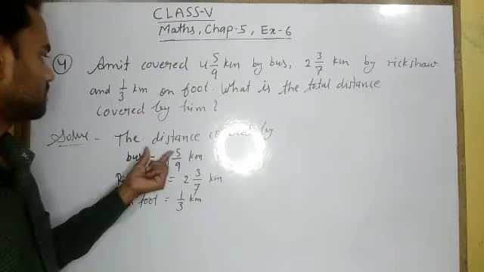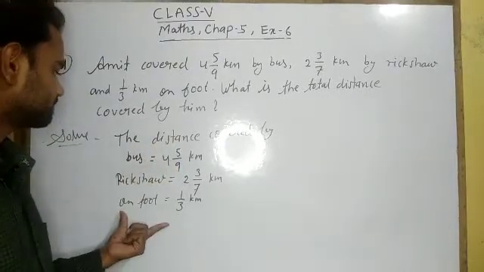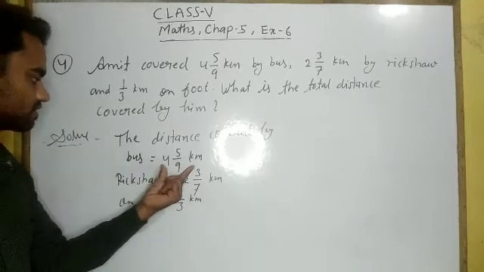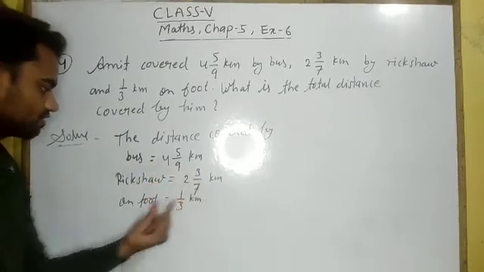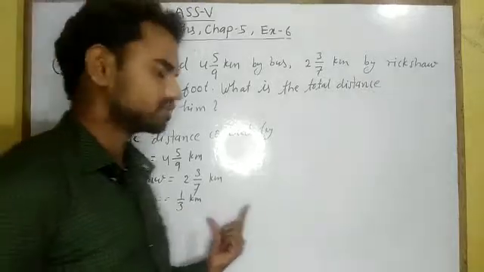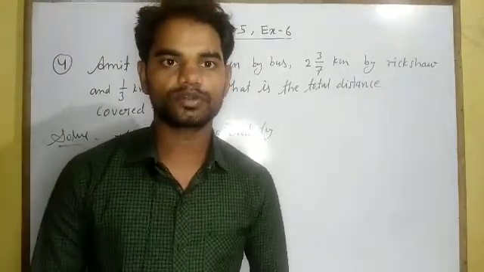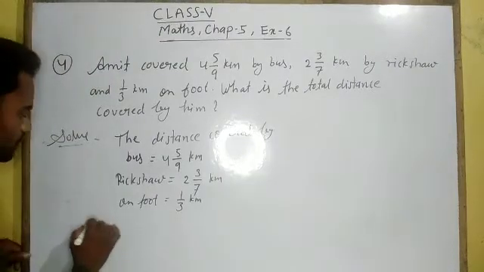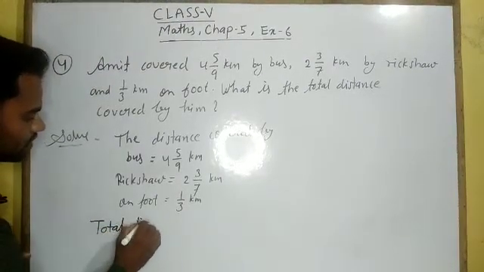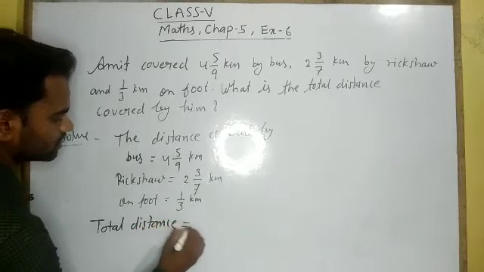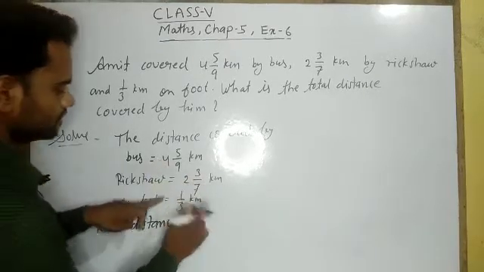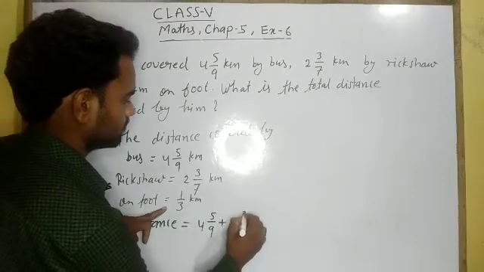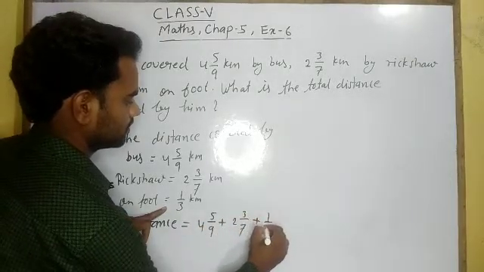So simply, in order to find the total distance, we will add these separate distances. Distance covered by bus is this, distance covered by rickshaw is this, distance covered on foot is this. In order to find the total distance covered by him, simply add these fractions. Total distance equals 4 whole 5 upon 9 plus 2 whole 3 upon 7 plus 1 upon 3.